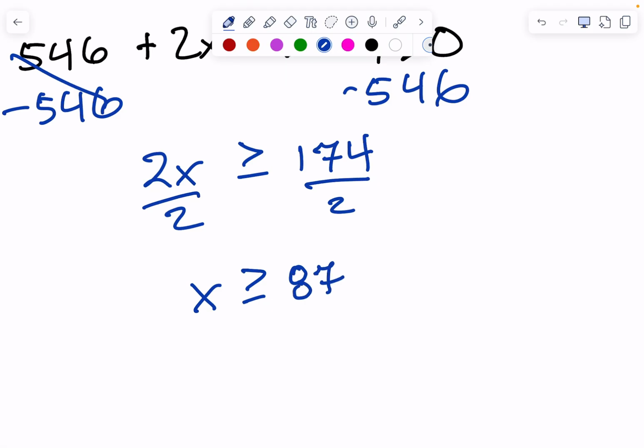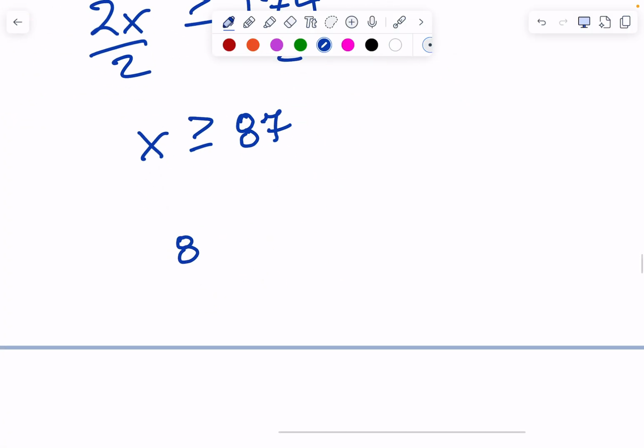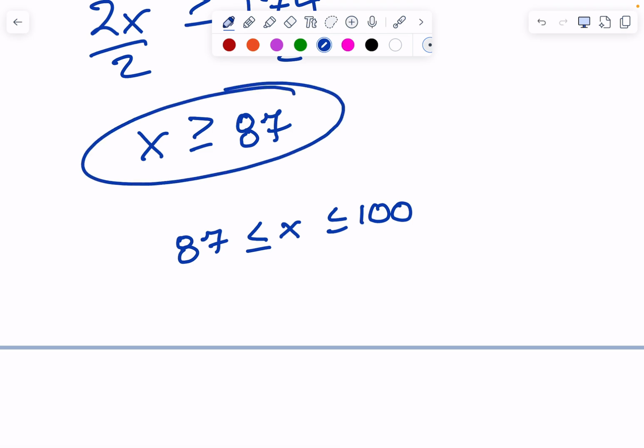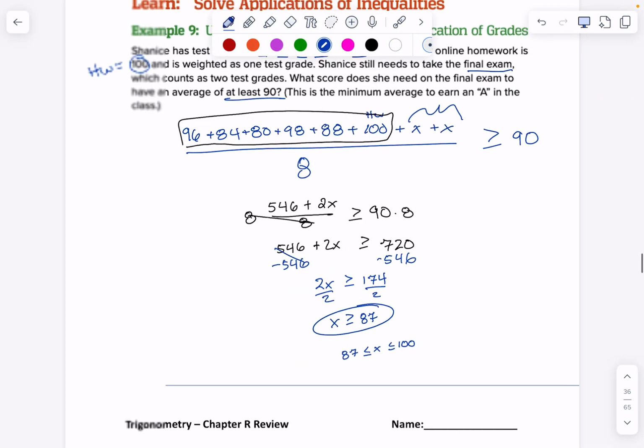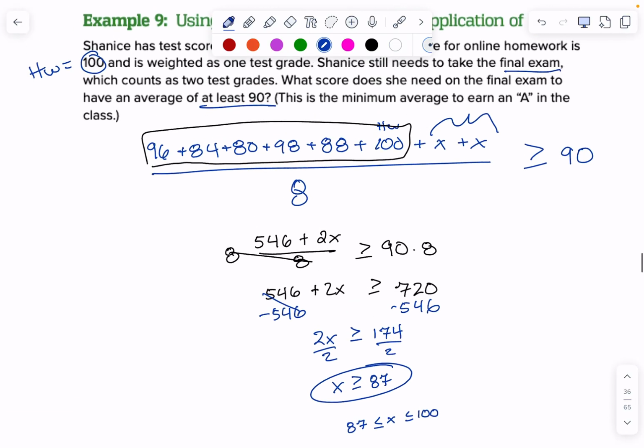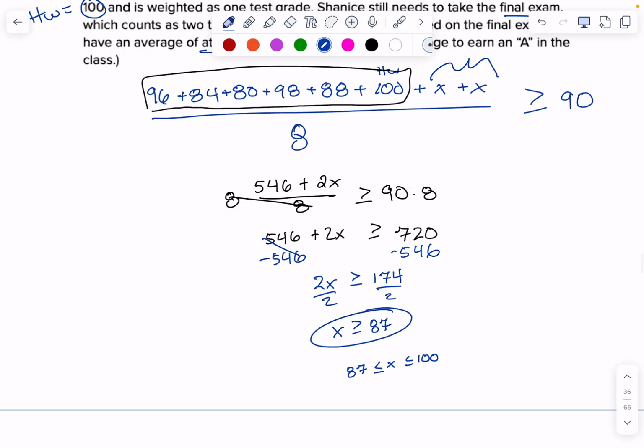She has to get at least an 87, but she also can't get higher than 100. We're assuming that 100 is the cap, so you could also write it this way: 87 is less than or equal to x, which is less than or equal to 100, assuming the cap is 100. If there's bonus, this would no longer be true. So I'm going to just say x has to be greater than or equal to 87, and that is how that works. This is the minimum to earn an A in the class, so she has to get an 87.